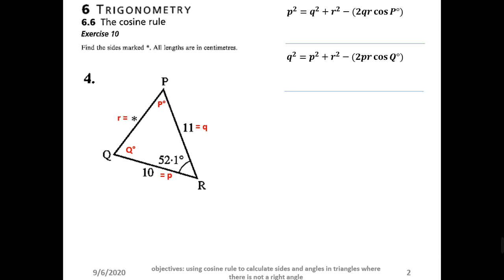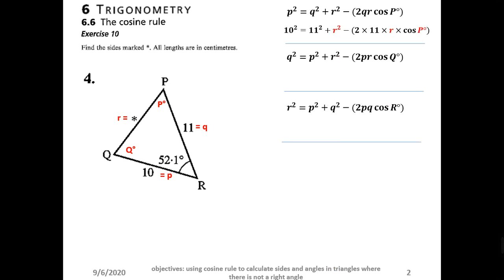At last, let's start with side R. Side R to the power of 2. The other two sides are P and Q. So R squared is equal to P to the power of 2 plus Q to the power of 2 minus, inside the brackets, 2 times P times Q times cosine R capital.